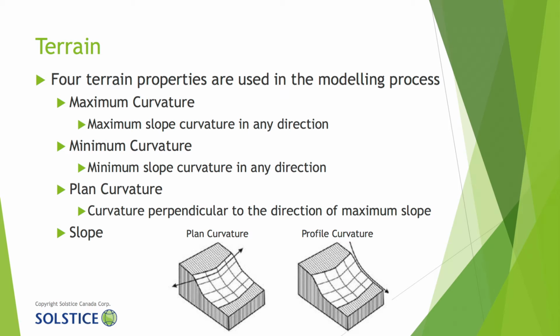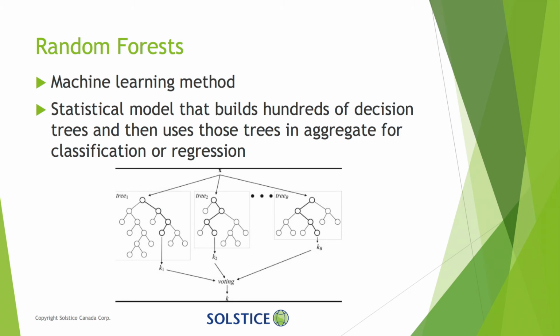There's also profile curvature, but in the modeling process we found that it didn't add any extra value, so it was left out. So how are we going to take all this data? What's the method that we're going to use to try to make an image out of it?